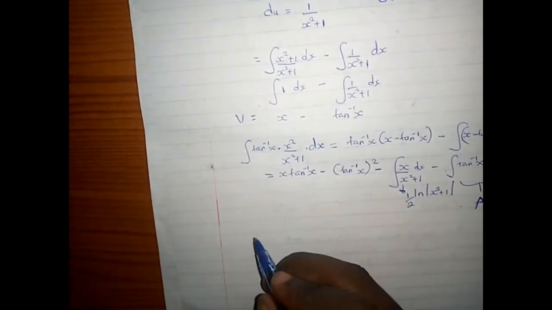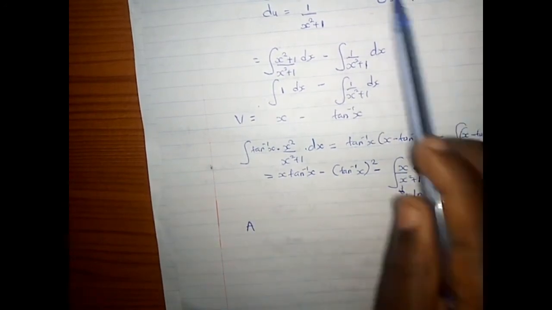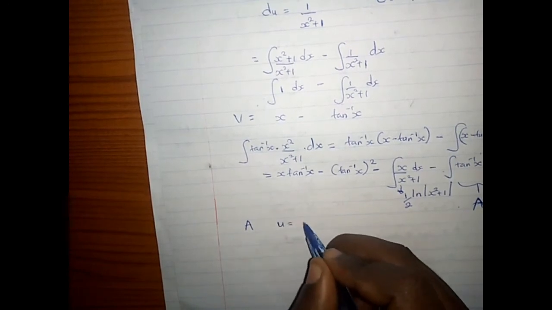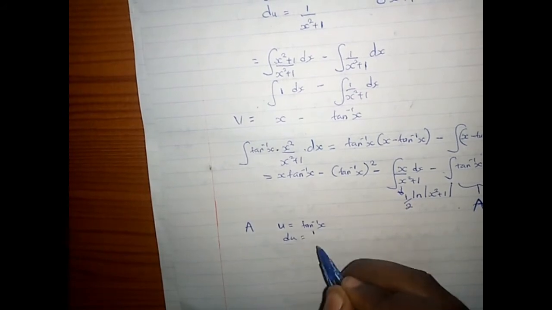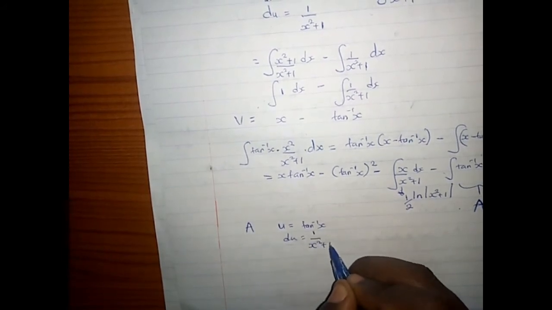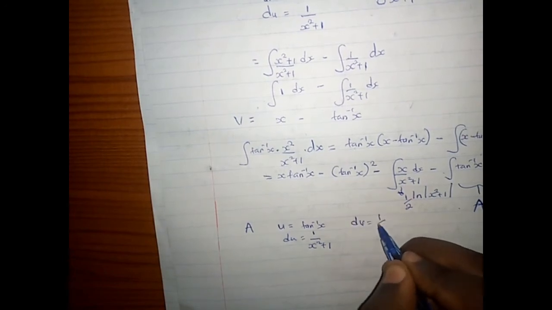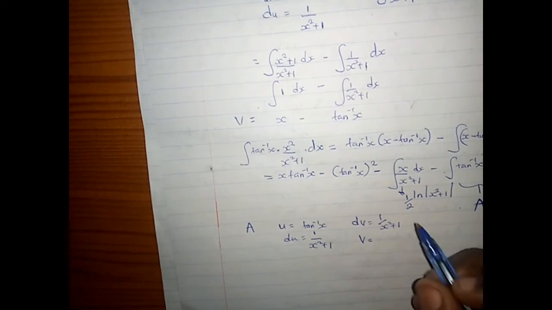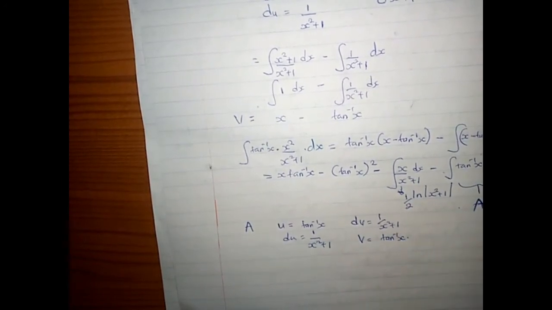So you're going to integrate this one, whereby we shall also use integration by parts, and whereby my u is equal to tan inverse of x, my du is equal to 1 over x squared plus 1. Then my dv equals 1 over x squared plus 1, and my v, integrate this, I'll get tan inverse of x.